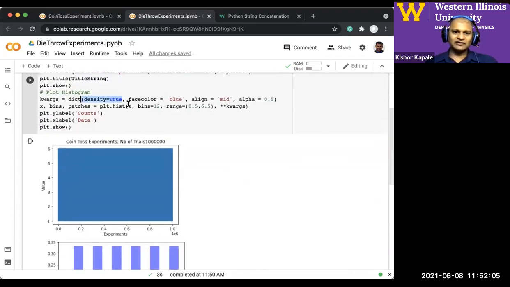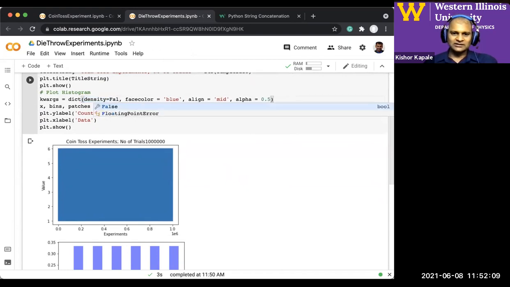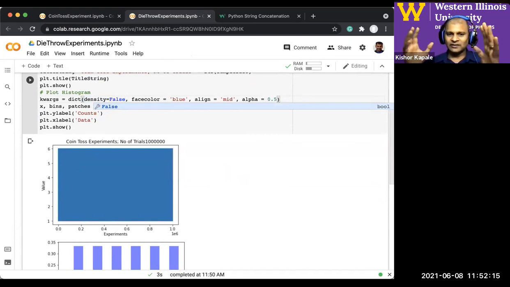So let's make density equal to false and let's see what happens, right? If I make density equal to false, it gives you exact counts. So how many ones you got out of the 1,000,000 tries, right?